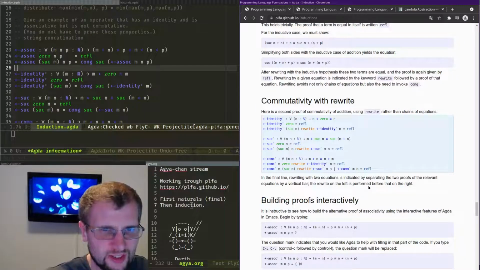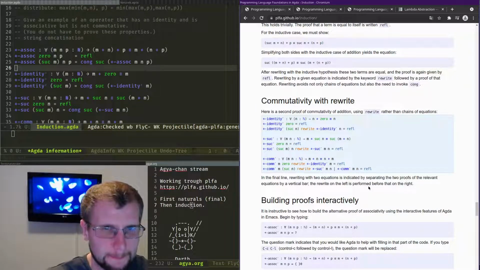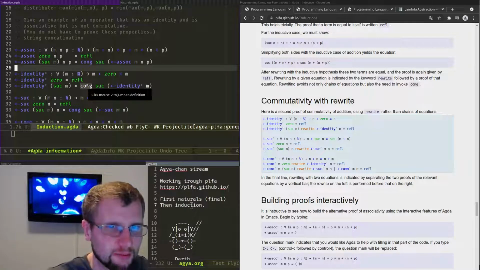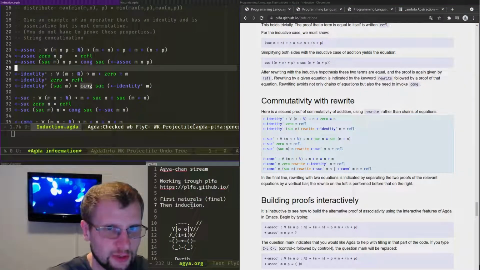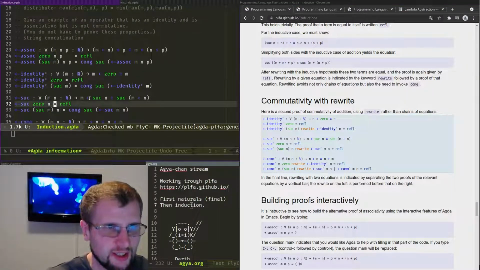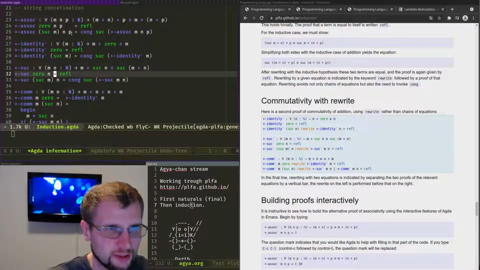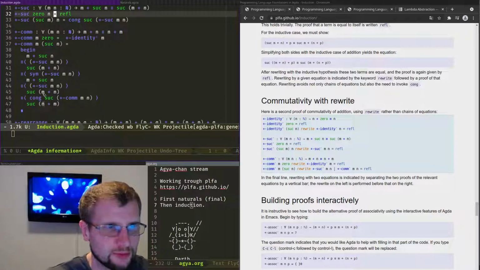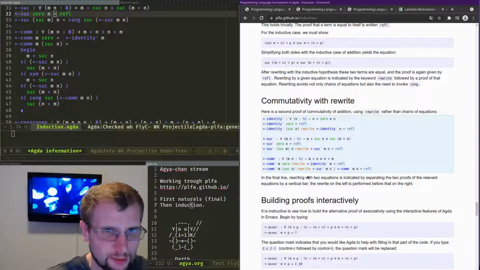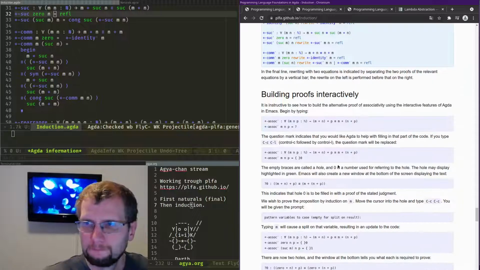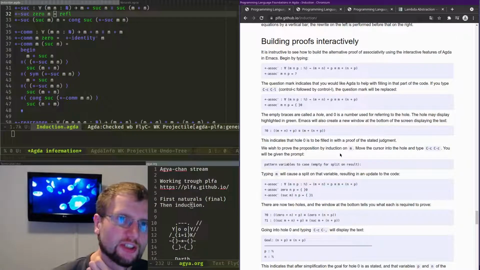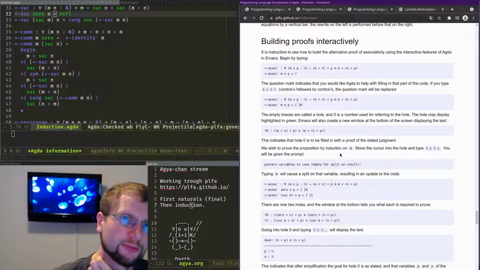This is asking for trouble. This is like generics or something. Mine are still shorter than yours. Did you think about just doing this instead? I know what's happening here, kind of. It's more difficult, but I kind of still know what's happening. I don't know what's happening here because I don't know what rewrite does, and I bet there's no debugger for it. It's instructive to see how to build the alternative proof of associativity by using the interactive features of Agda.